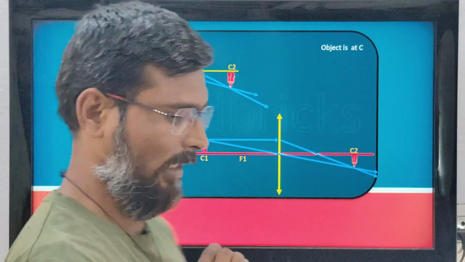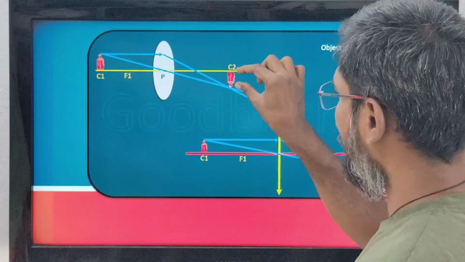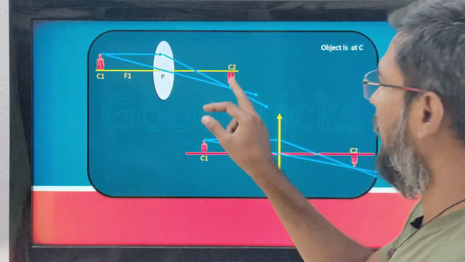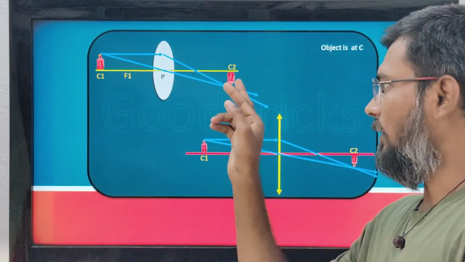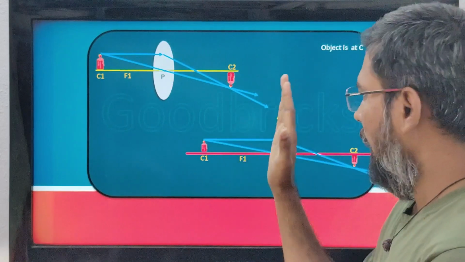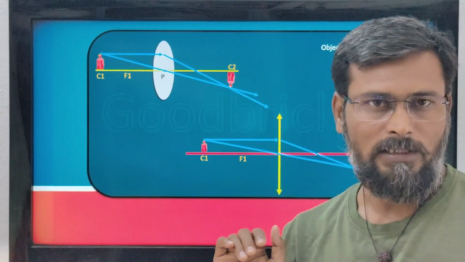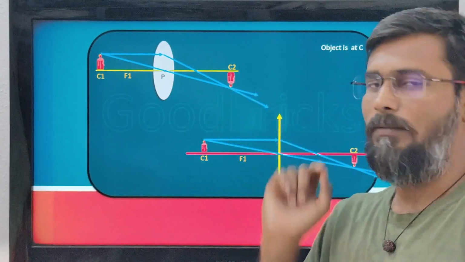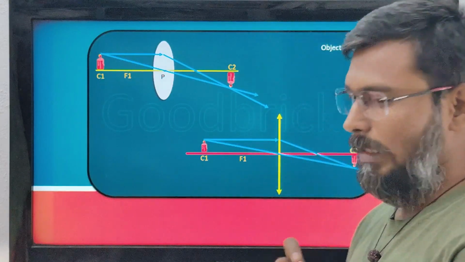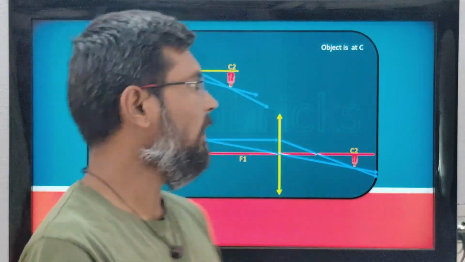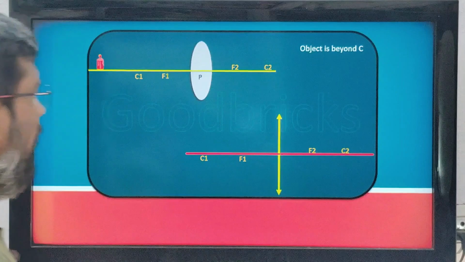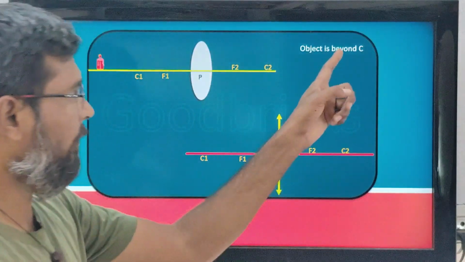And if you talk about the characteristics, this is object height and image height, both of them are the same. Object at C, image is also at C. This image can be caught on the screen, so it is a real image and it is inverted. So the conclusion is same size, inverted, real, and at C the image will be formed when the object is at C.